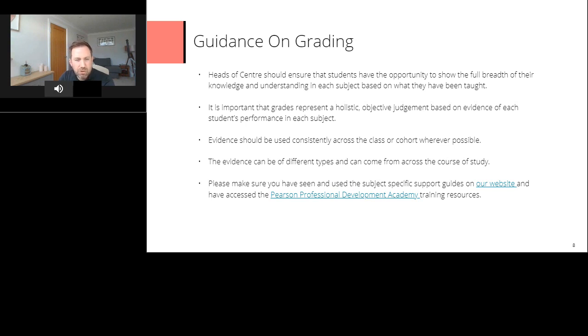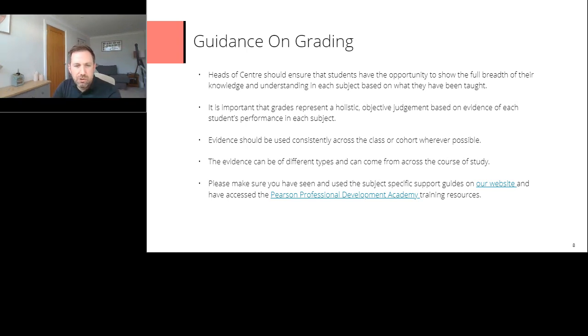Again, it's really important that the grades you award this year reflect a holistic, objective judgment based on the evidence of each student's performance in each subject. So what we're asking centres and teachers to do is to reflect, the grades must reflect the evidence that you have for the individual student. So rather than thinking about what grades the student might have achieved or the grades that a student could have achieved in a normal year, it's really important that you root those grades based on the evidence that you have to support that grade.